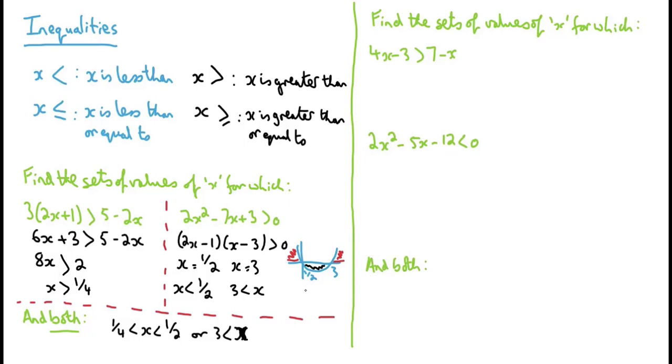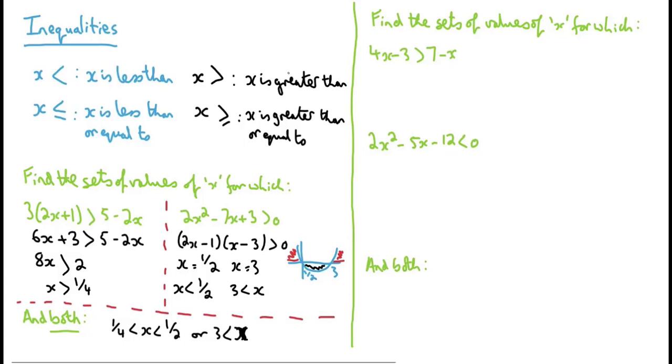So, in a very similar manner to the one we just did, find the sets of values of x for which 4x minus 3 is greater than 7 minus x. Then 2x squared minus 5x minus 12 is less than 0, and then find the values of x for which both work. Okay? Pause the video, have a go for yourself, and then press play again when you're ready to compare.